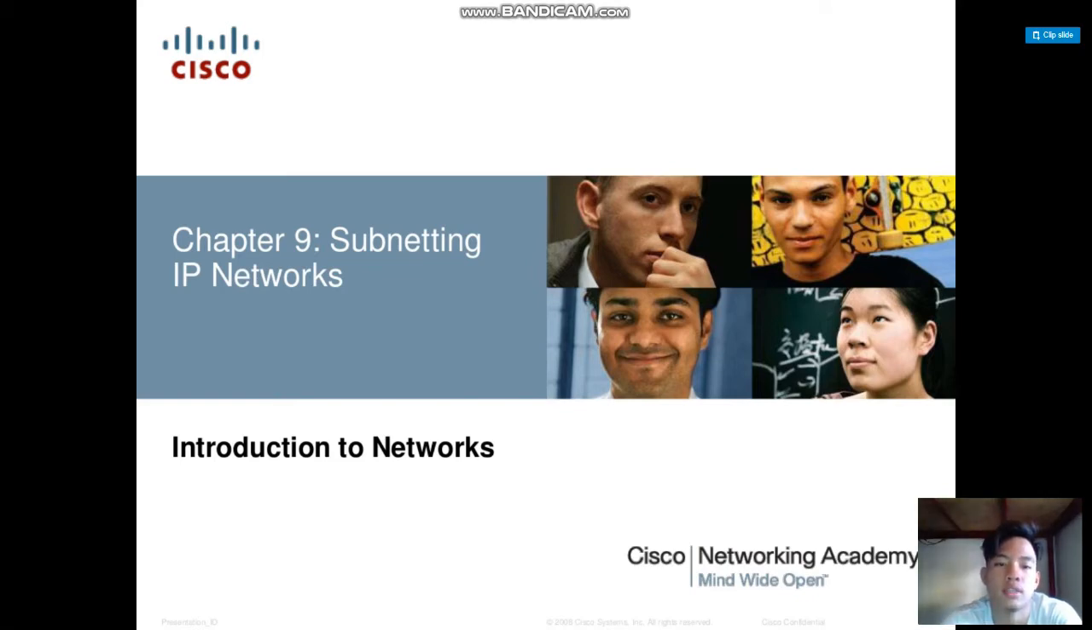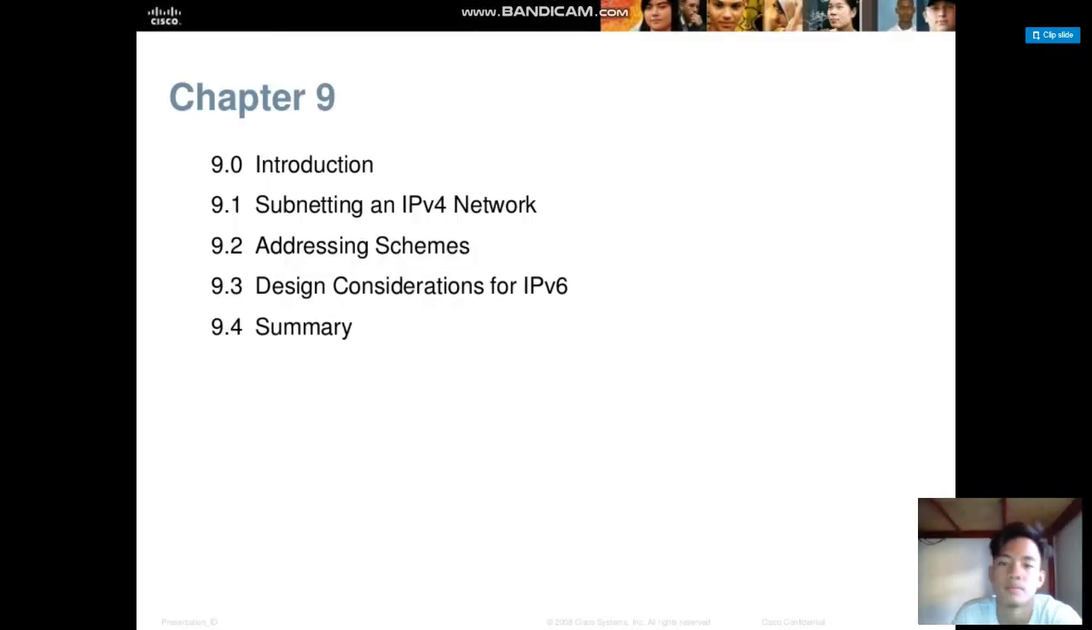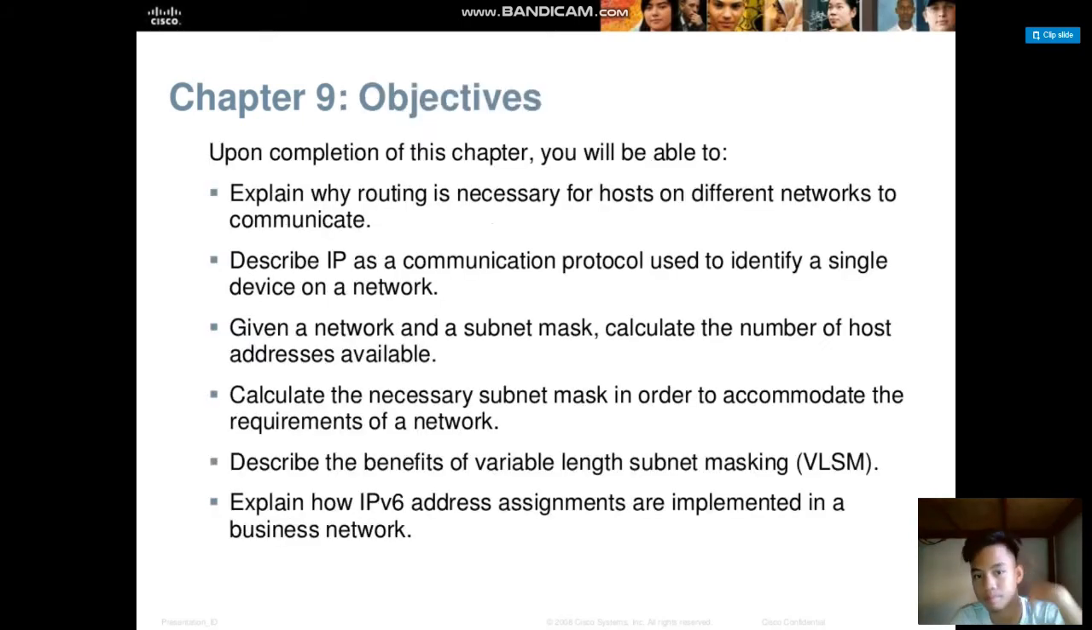Now we're here at chapter 9, subnetting IP networks. So we're going to discuss the summary of chapter 9. First, chapter 9: we have the introduction, subnetting an IPv4 network, addressing schemes, and design considerations for IPv6, and that is the summary.